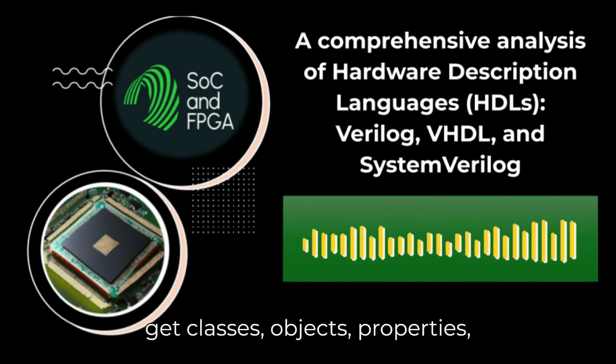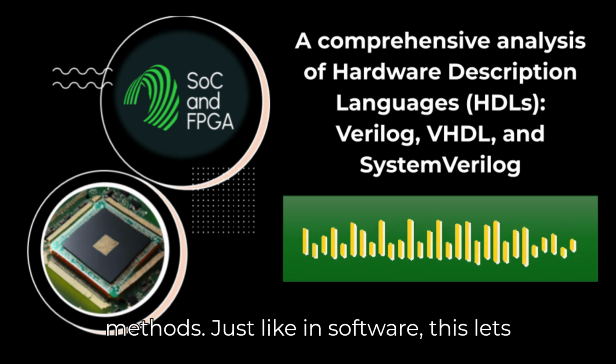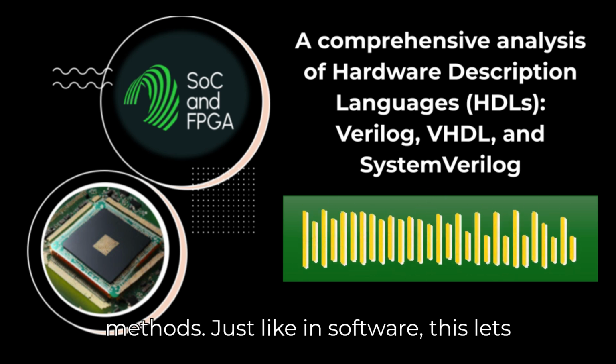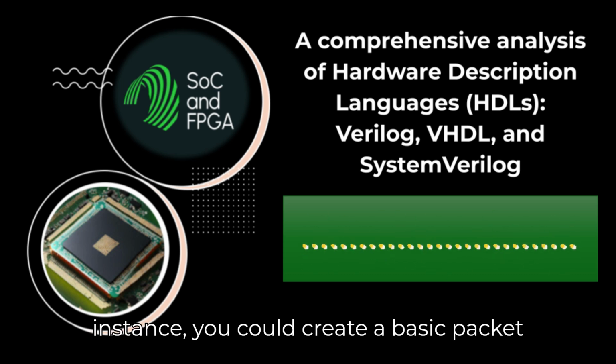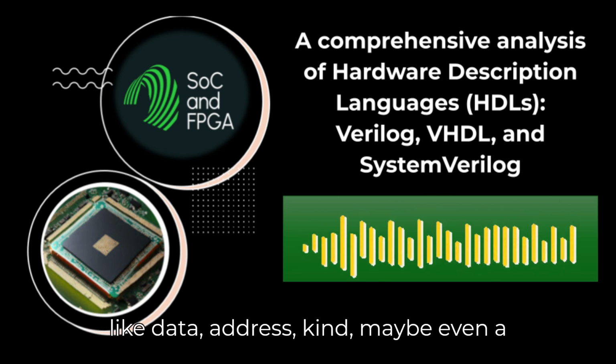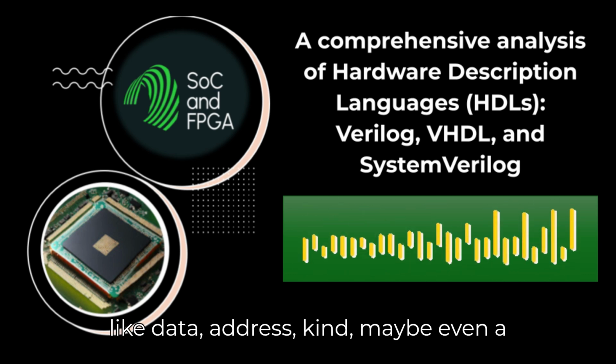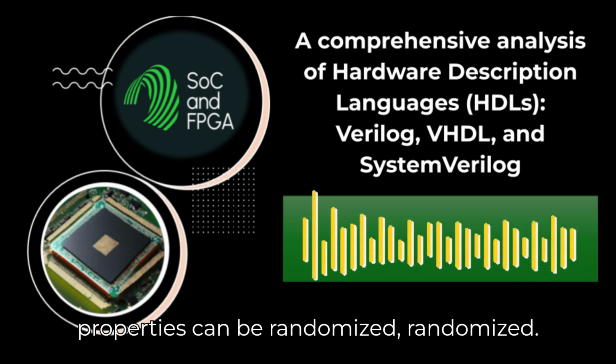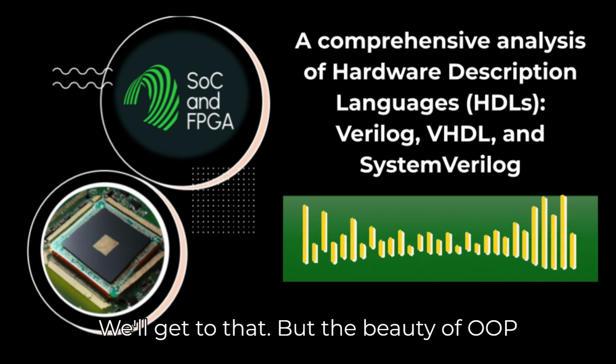With OOP, you get classes, objects, properties, methods, just like in software. This lets you model things dynamically. For instance, you could create a basic packet class. This class describes a generic data packet. It might have properties like data, address, kind, maybe even a method to print itself out. These properties can be randomized. Randomized. We'll get to that.